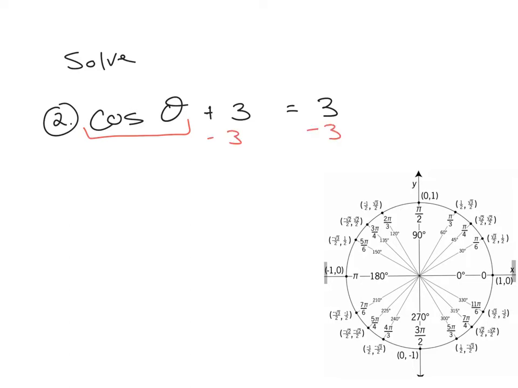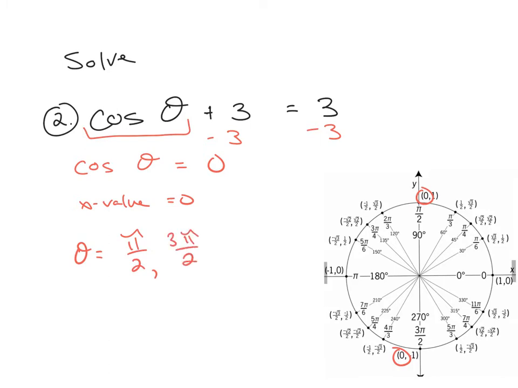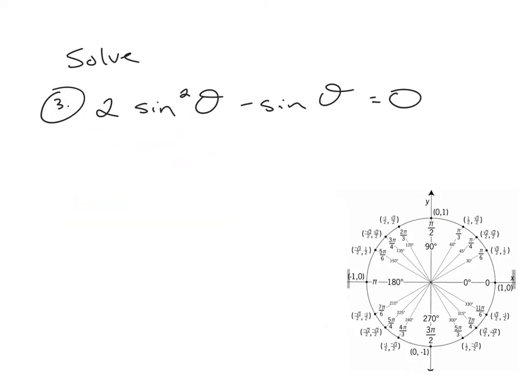Next up, again, we're going to realize that this has one trig expression, so we're going to isolate it. So we're going to subtract 3 from both sides and get cosine theta equals 0. From here, how many spots on the unit circle is the x value equal to 0? Our x value is 0 at these 2 spots, so theta is going to equal pi over 2 and also 3 pi over 2. Both of those are within the interval of 0 to 2 pi, and we're moving on.